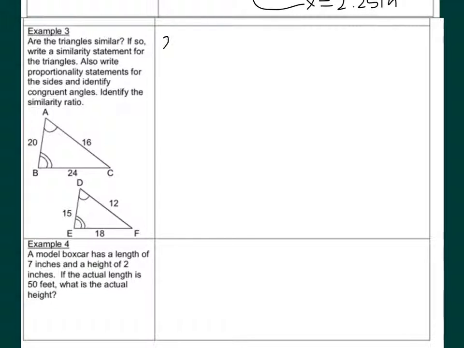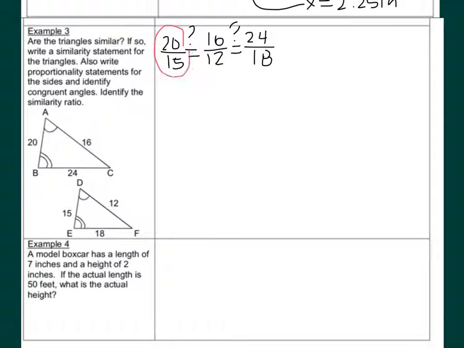So I'm going to see 20. 20 corresponds with 15. How about 16? 16 corresponds with 12. And our last pair of sides is 24 and 18. Now remember, we don't know if these are equal yet, so we're going to simplify these fractions to see if they truly are equivalent.